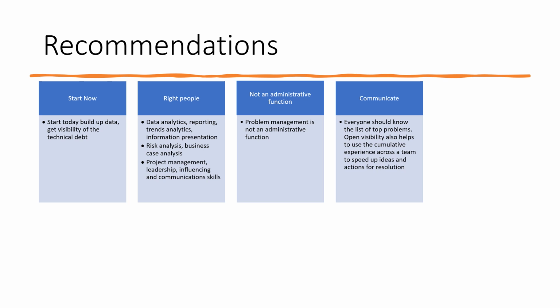Publish a list of business problems. Transparency of current high problems ensures focus and shared goals. Everyone should know the top list of problems. Open visibility also helps you use the cumulative experience across a team to speed up ideas and actions for resolution.